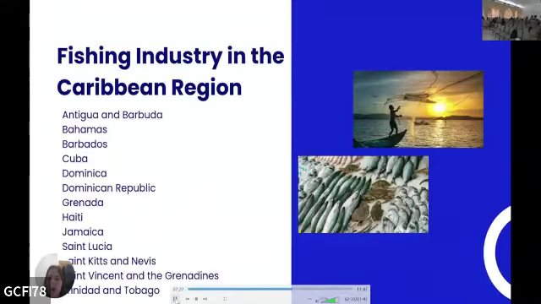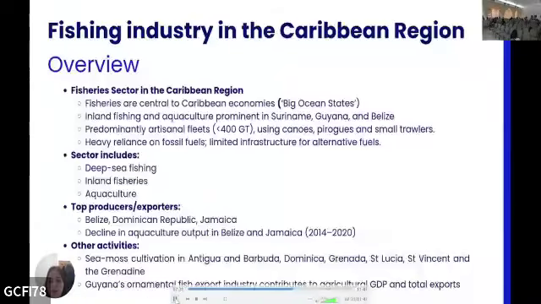And then thinking now how this could impact the Caribbean region, first, it's important to understand what the fishing industry in the Caribbean looks like. So the fishing industry plays a crucial role in the economies of the Caribbean small island developing states, or as many now prefer to say, big ocean states. The sector includes deep sea fishing, inland fisheries, and aquaculture.